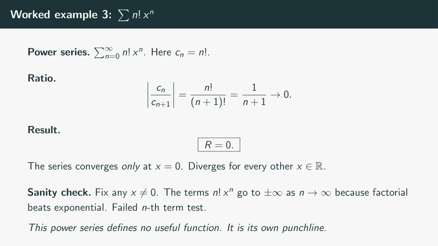It's defined only at x equals 0, where it trivially equals 0 factorial times 0 to the 0, which is 1, using the convention 0 to the 0 equals 1 here. It is the most degenerate power series possible, but it illustrates an important point. Not every infinite polynomial corresponds to a function. Plenty of formal power series have r equals 0 and define nothing. The radius of convergence is a real constraint, not a formality.